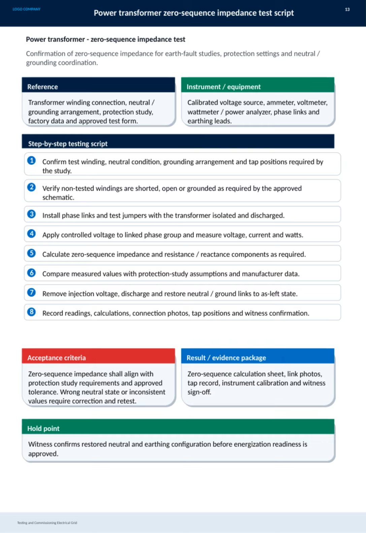The result package includes the calculation sheet, photos, tap records, instrument calibration, and witness sign-off. Finally, the test holds at a critical point where the witness must confirm the neutral and earthing configuration is restored before the transformer is approved for energization. This step ensures safety and reliability in the electrical grid commissioning process.